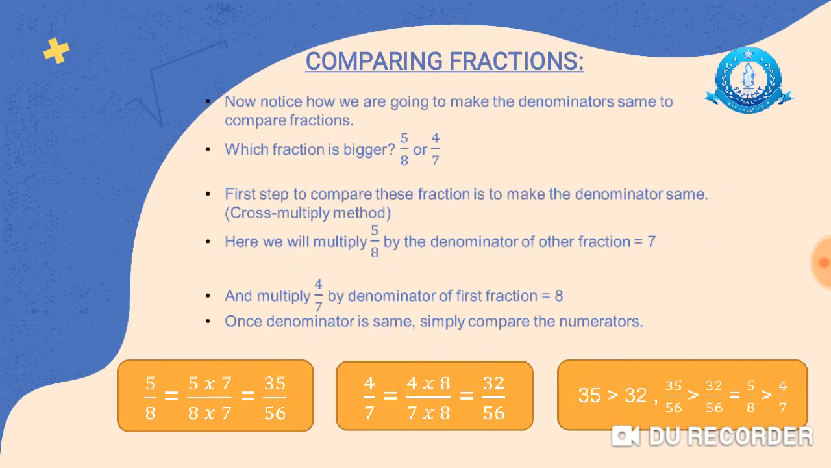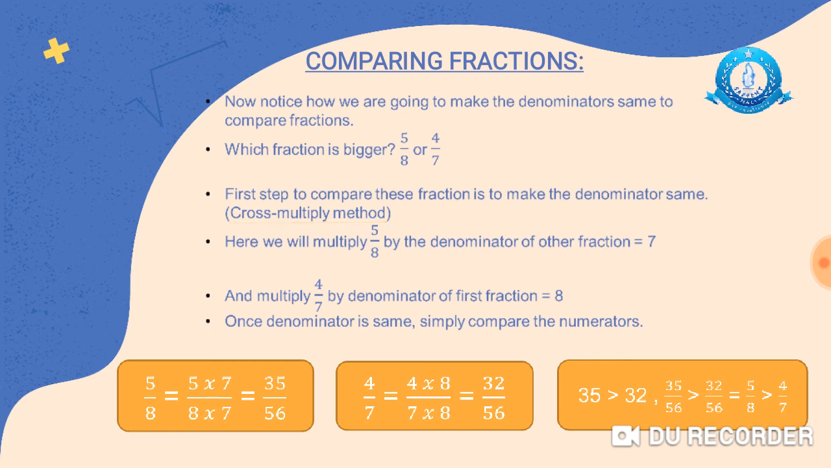Comparing fractions. To compare two or more than two fractions, our first step will be to make the denominators same. Let's solve an example. Which fraction is bigger, 5 upon 8 or 4 upon 7? Because both my denominators are not same, I cannot compare these fractions like this. So my first step will be to make the denominators same. Over here, I will use the cross multiply method.